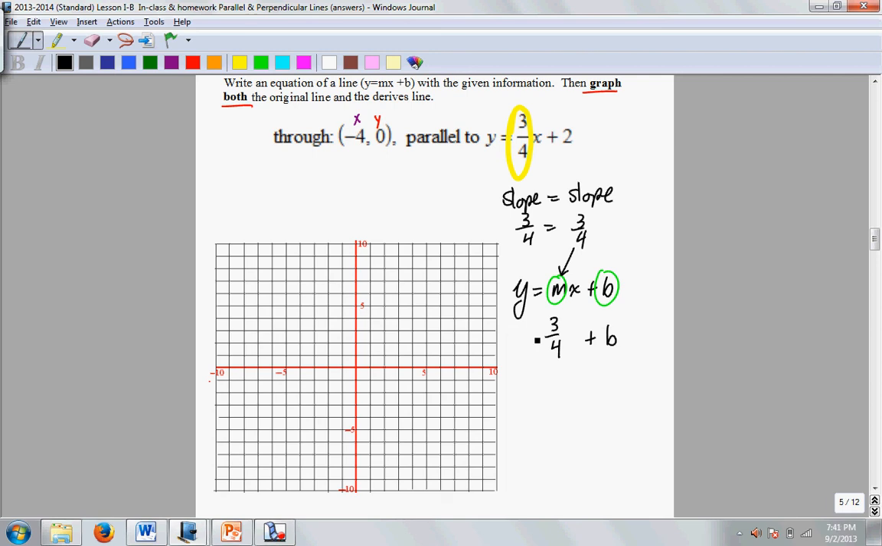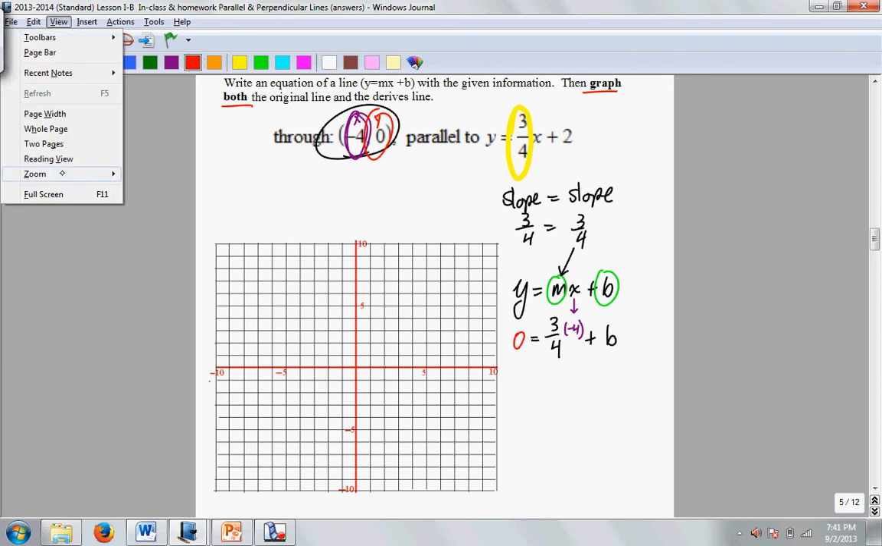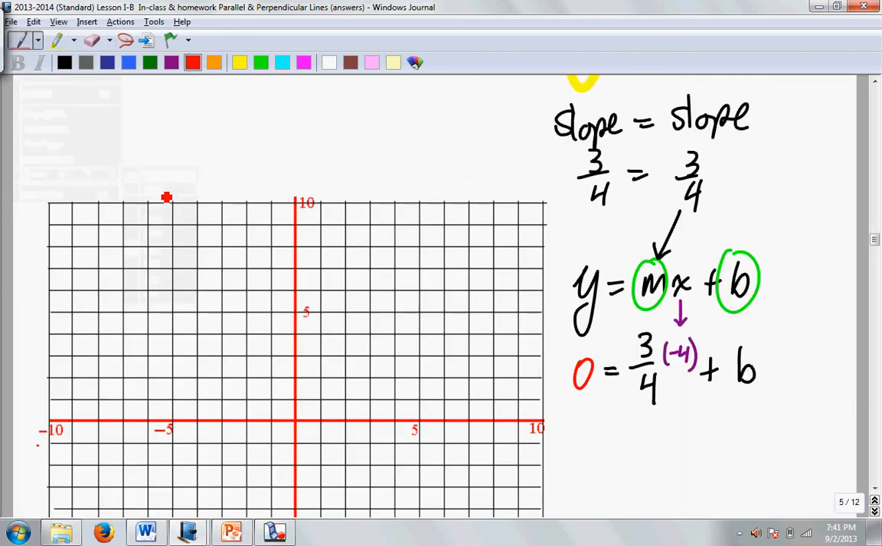The additional qualities is that it goes through this point. So where there's x, we're going to plug it in right here, negative 4. And where there's y, we're going to plug that in, 0. I'm going to bring this close so you can see the algebra.